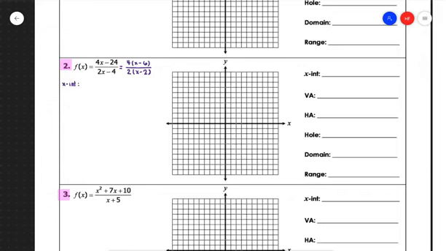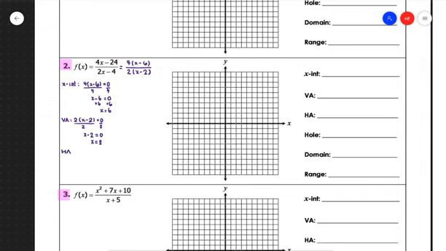In order to find my x-intercept, I'm going to take my numerator and set it equal to 0. I can divide by 4. And I get x minus 6 is equal to 0. Add 6, and x equals positive 6. For my vertical asymptote, I'm going to take that denominator and set it equal to 0 and solve. Get x minus 2 is equal to 0, which means x equals positive 2.